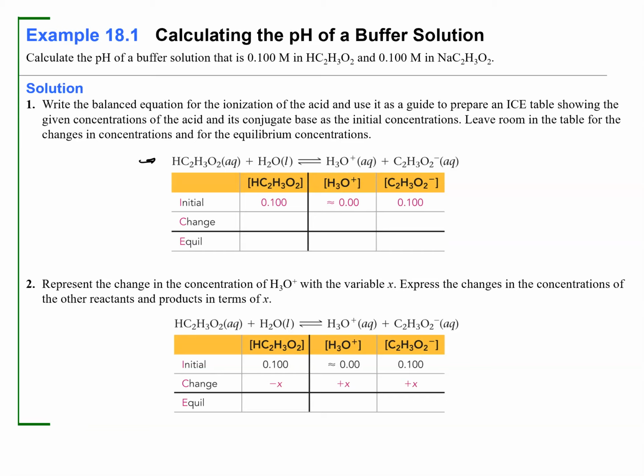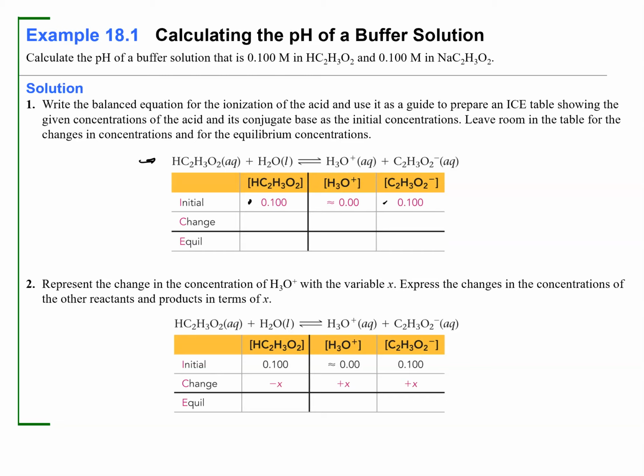So we can start filling this out now. Our initial concentrations, we know. We started with an initial concentration of 0.100 moles per liter of acetic acid. So we fill that in here. And we have 0.100 moles per liter sodium acetate, or in this case acetate as well. So we fill that in, and initially, because there hasn't been any opportunity for interaction between these, we're going to assume the concentration of hydronium is near zero, or approximately equal to zero.